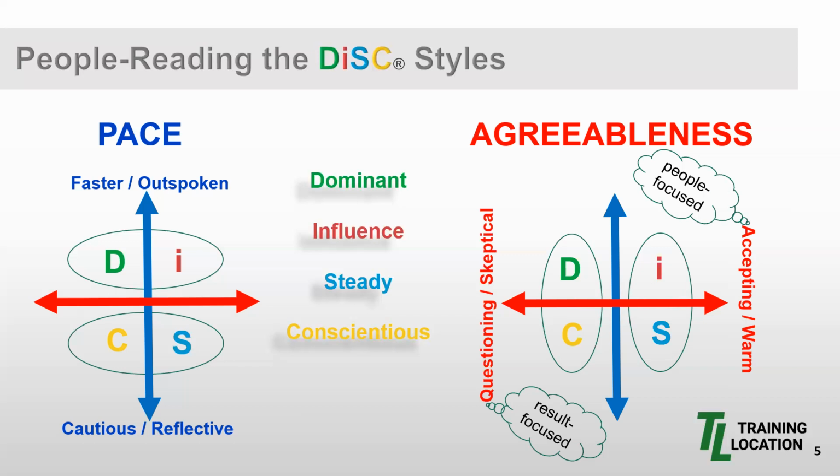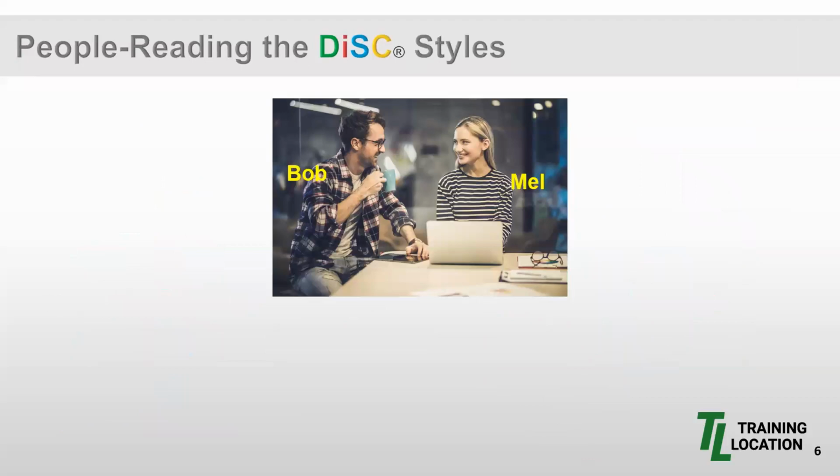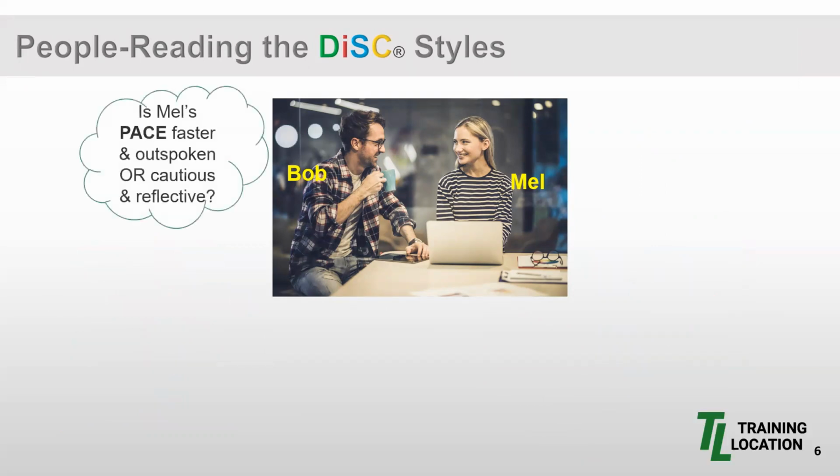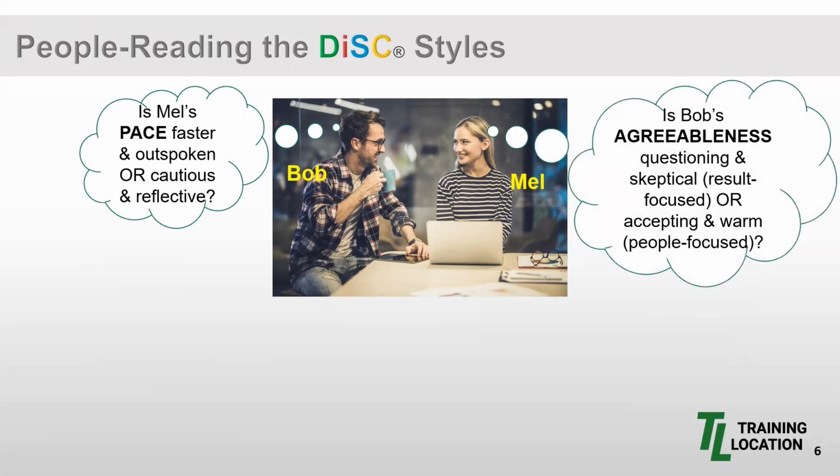Actually, it's the first level of people reading. It's always about pace and agreeableness. I like to circle back to this key central concept as the starting point to people reading one's DiSC style. Let's visit Bob and Mel meeting on a project at work. Bob thinks, is Mel's pace faster and more outspoken or more cautious and reflective? Mel thinks, is Bob's agreeableness questioning and skeptical, kind of result focused, or accepting and warm and more people focused?